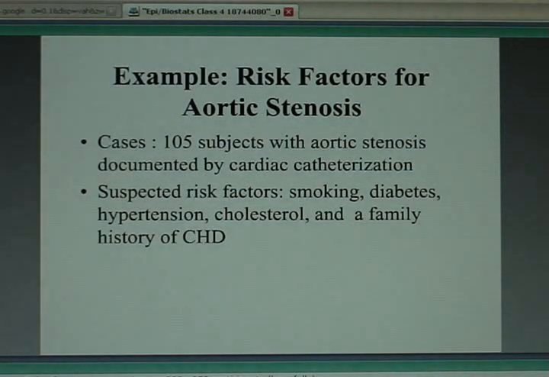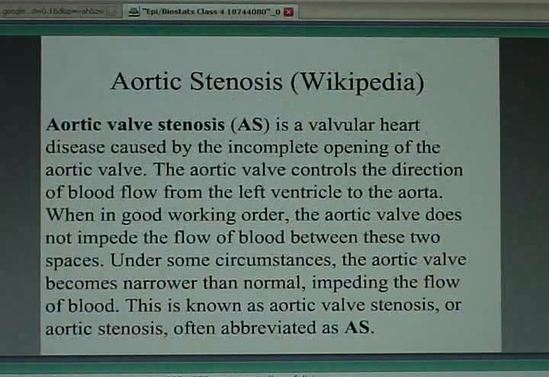So let me leave that for a second and just talk about what aortic stenosis is. I get most of my knowledge off of the web, and you probably do the same thing. If you searched on aortic stenosis on Google, for example, you'll get a number of websites to connect to. This is the Wikipedia website. It says aortic valve stenosis. So we're talking about one of the valves in our hearts. Aortic stenosis is a valvular heart disease caused by incomplete opening of the aortic valve.